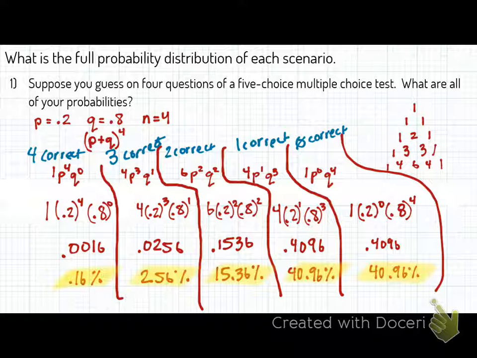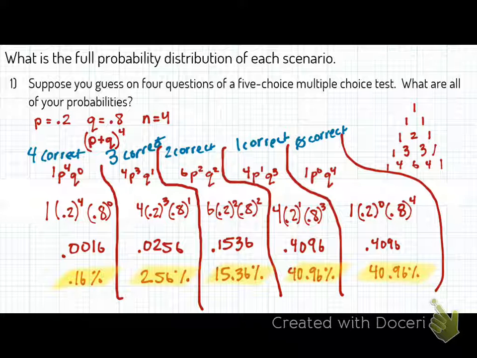Is that good or bad? That's not good, right? That's a pretty high probability. Now, what if you get 1 right? What's the probability of you getting 1 right? Good. That's pretty good. At least you might get 1, right?